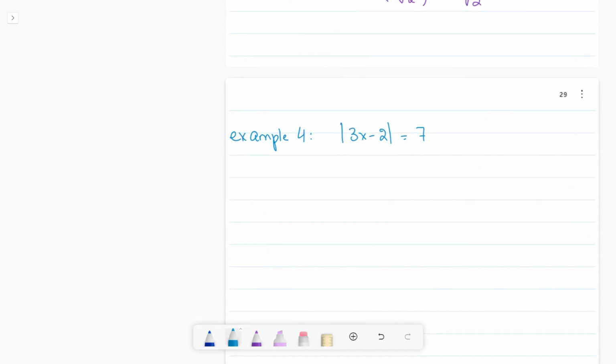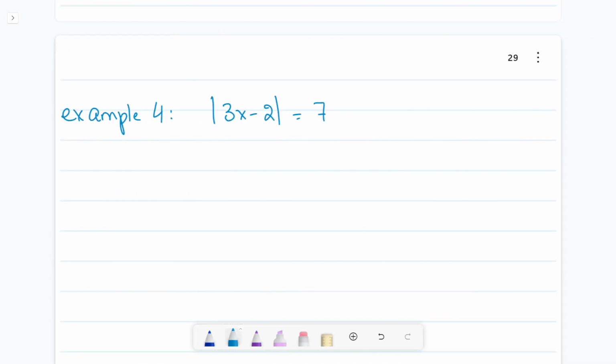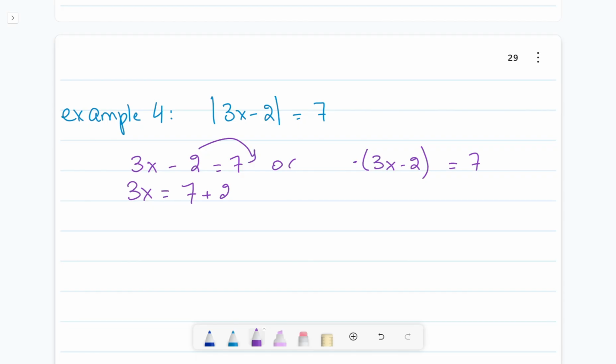Now we will move to our fourth example. Absolute value of 3x minus 2 is equal to 7. We already saw earlier that an absolute value is either equal to itself or to its negative. So 3x minus 2 is equal to 7, or negative 3x minus 2 is 7. Let's start with the one on the left. 3x equals 7 plus 2. We move the 2 to the other side.